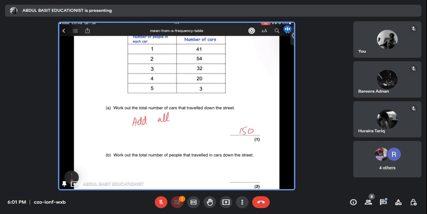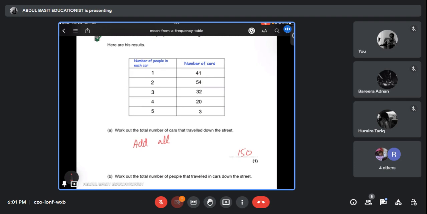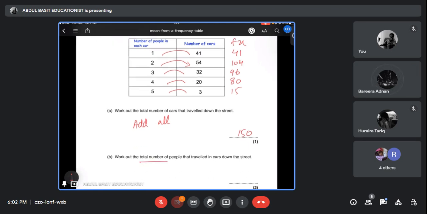Work out the total number of people that traveled in each car. Agree? So this is what fx is. 1 times 41, there are 41 people in these cars. 2 times 54, to double, there are 104 people in 54 cars. Yes or no? Right, Hurera, do you understand? Yes, sir. There are 3 people in 32 cars, so 32 times 3, there are 96 people. 4 people in 20 cars, so 4 times 20 is 80, and 5 in 3, so that's 15. Please add all of them now. That is your answer, the total number of people.